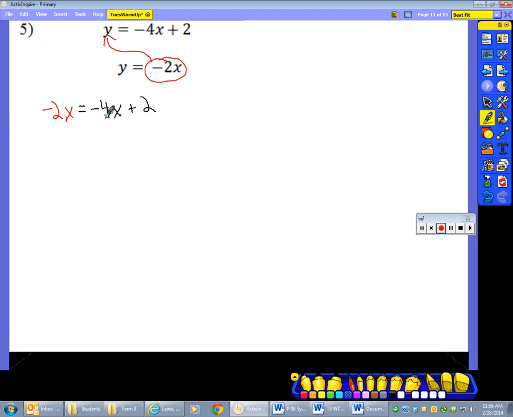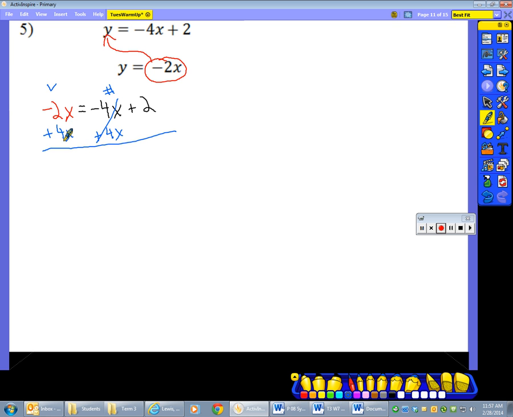Negative 2x and negative 4x. Technically, this side over here has more variables, even though they're both negative. This one has a greater amount of variables. But it doesn't matter which side you pick as a variable side. So this is my number side. I need to get rid of that negative 4x, so I'm going to add 4x's over here and over here.